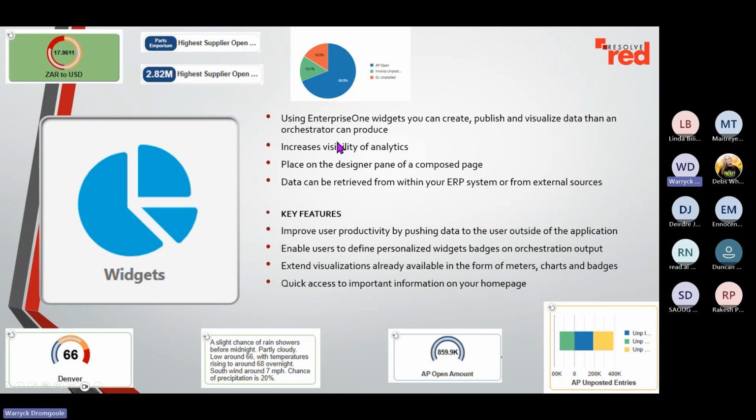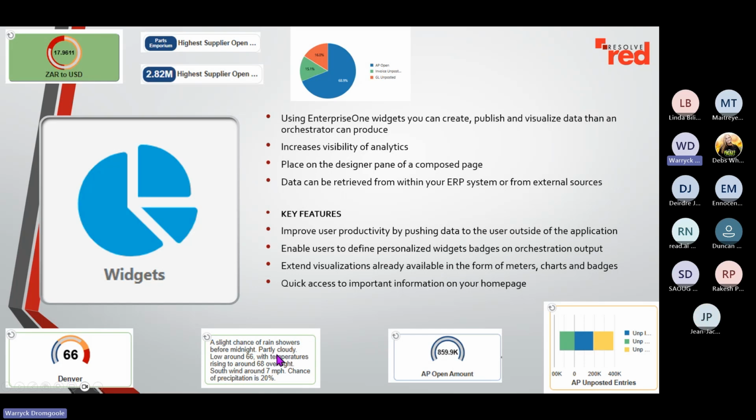Just some examples on this page. On the top left, I can see what my rand-dollar exchange rate is. I can see what my highest open supplier value is. I can have a pie chart, I can have a bar chart, I can have a meter, and I can even fetch some text data.